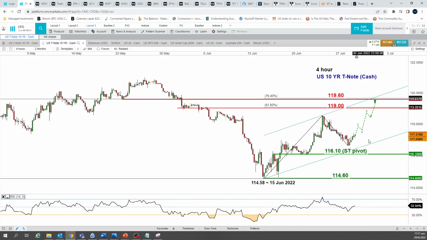But however, if we start to see an hourly close below 116.10, it will actually invalidate this bullish bias to see a deeper pullback to retest the 114.60 major support level.